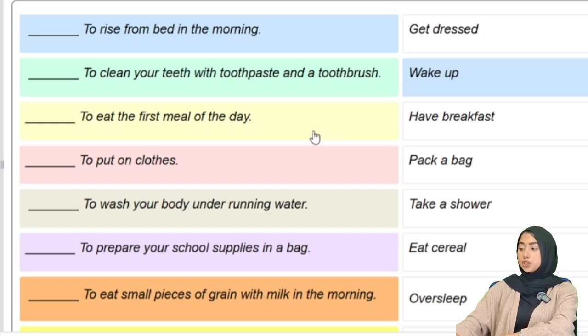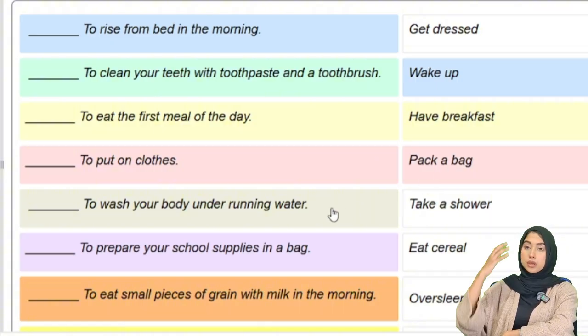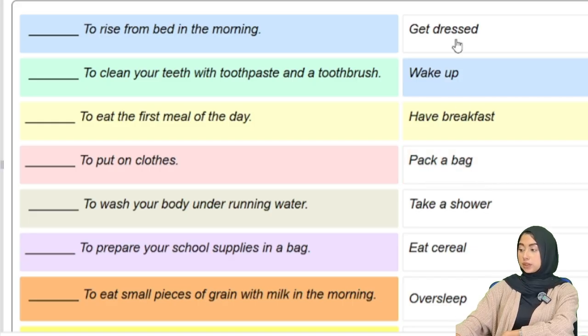Well, to eat the first meal of the day. Okay, good job, have breakfast. Okay, then to put on clothes. Yes, good job, get dressed. Well, to wash your body under running water. Good job, take a shower. Okay, to prepare your school supplies in a bag. Pack a bag, good job.